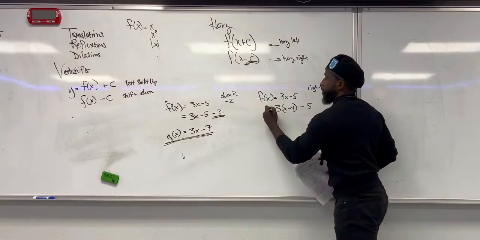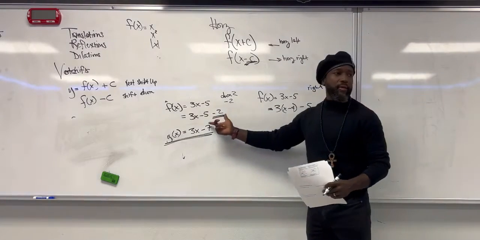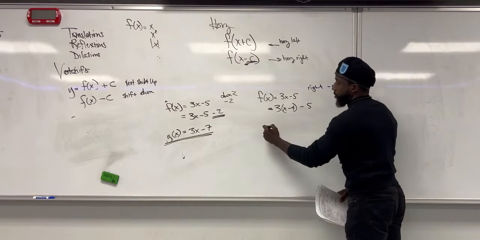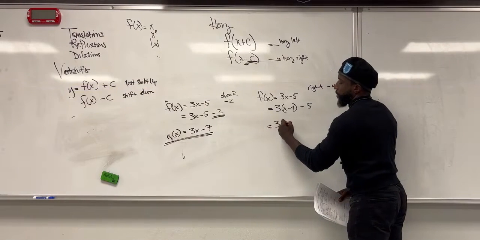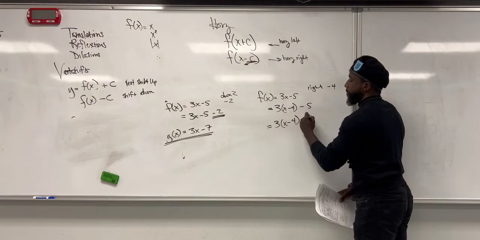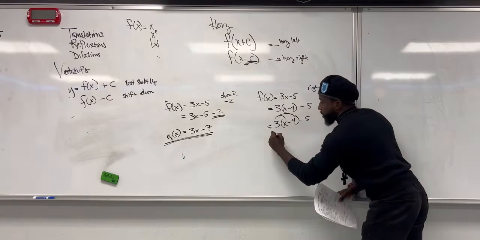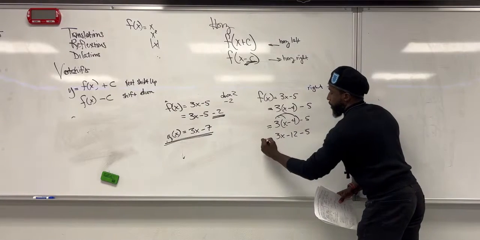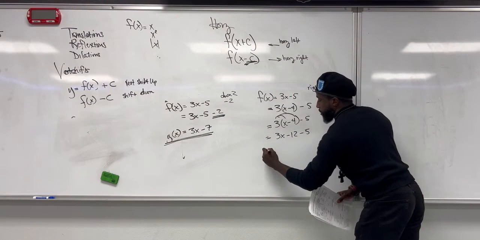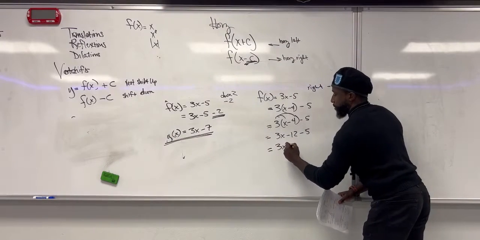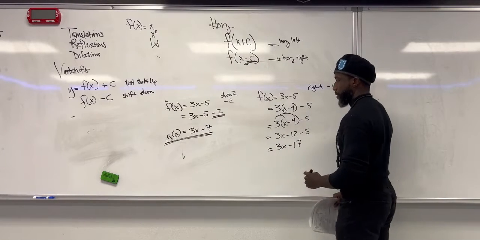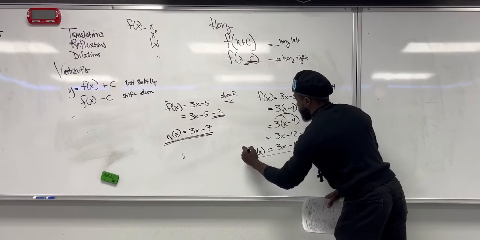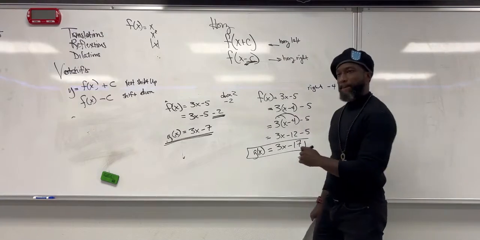Now, we put things where they are, and then we're going to simplify it. So we're going to distribute this 3 through. Let me write that down so we can see the step. Distribute the 3 through. So it's going to be 3x minus 12 minus 5. Then you're going to combine like terms. So you end up with 3x minus 17. So g of x equals 3x minus 17, okay?